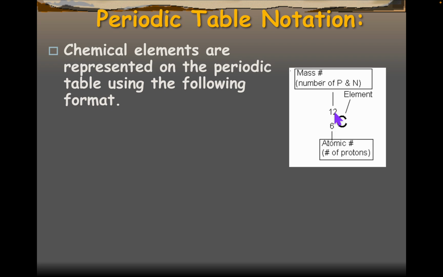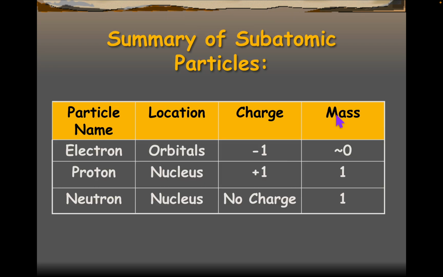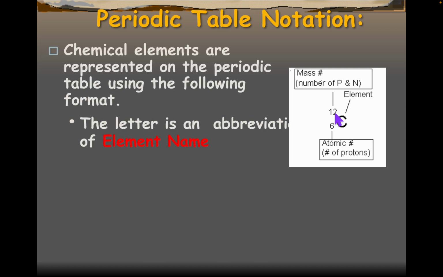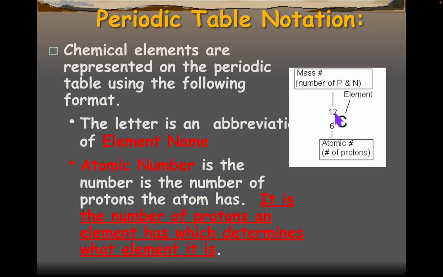The mass number tells us how much the atom weighs, and we talked earlier about the proton weighing 1, the neutron weighing 1, and the electrons weighing nothing. So it makes sense that the mass number is how many protons and neutrons we have together, okay? So the element name, the atomic number is the number of protons. And remember, it's the number of protons which determines which element it actually is.